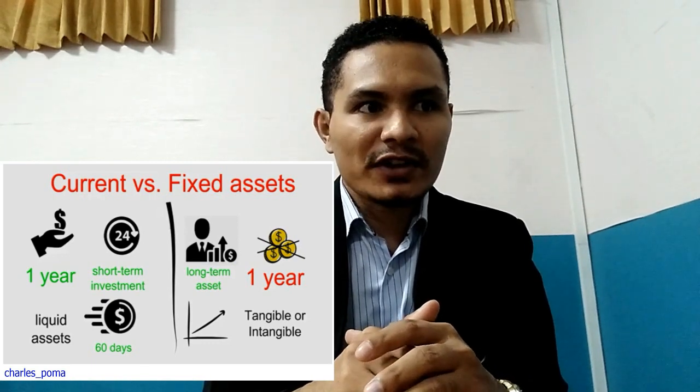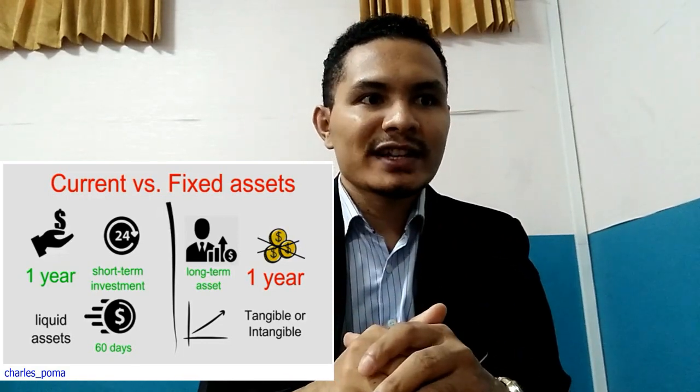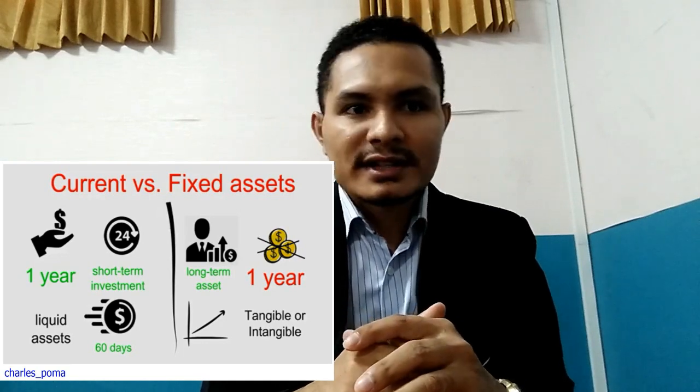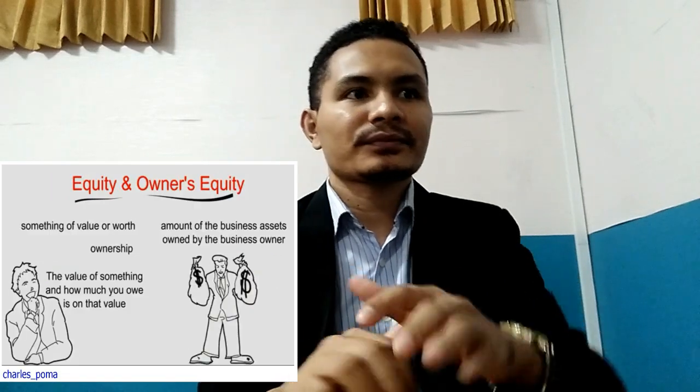For example, the cost of a fixed asset like property is spread out over time, not only 1 year. Fixed assets can be tangible or intangible. Some examples of fixed assets include cars, land, buildings, and machinery.